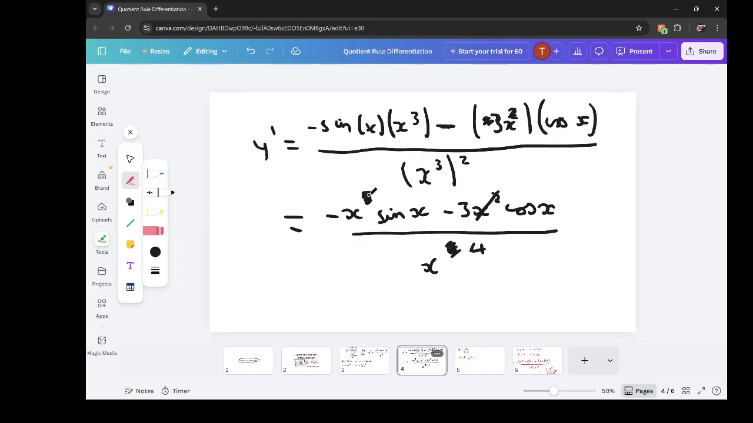Minus x sine x minus 3 cosine x, after canceling everything out, over x to the power of 4. Yeah, I hope that makes sense.